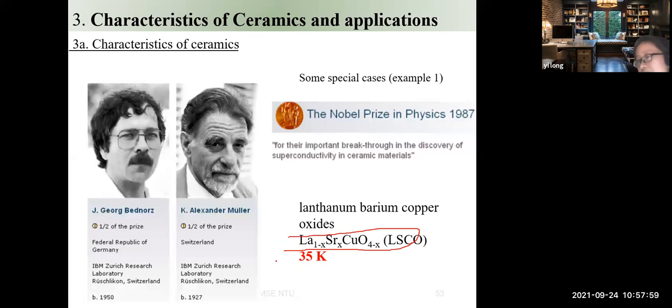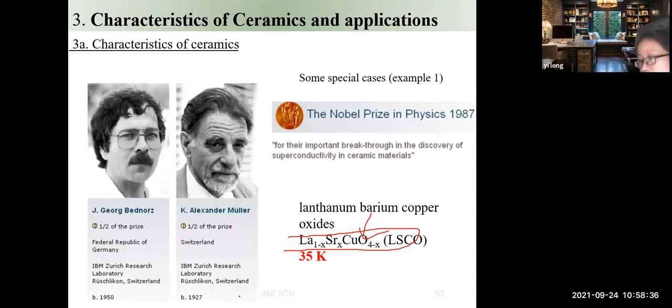LSCO. LSCO is a very, very famous material. Lanthanum, strontium, copper oxide. Which one tells you it's a ceramic? Which elements? Yes, oxygen. As I said before, if you have a non-metal element, we said it's a ceramic. Lanthanum is metal, strontium is metal, copper is metal, sorry, mistake. All the rest are metals, but they have oxygen there, so it's a ceramic.